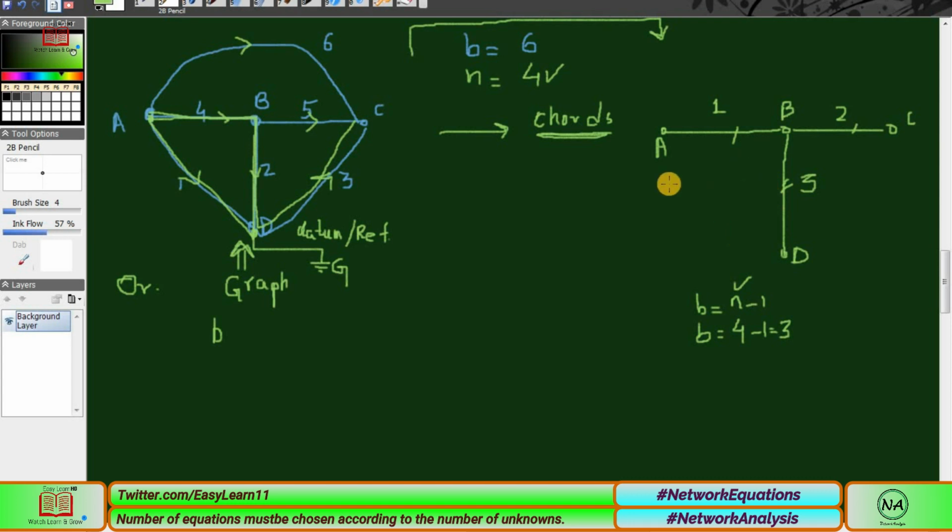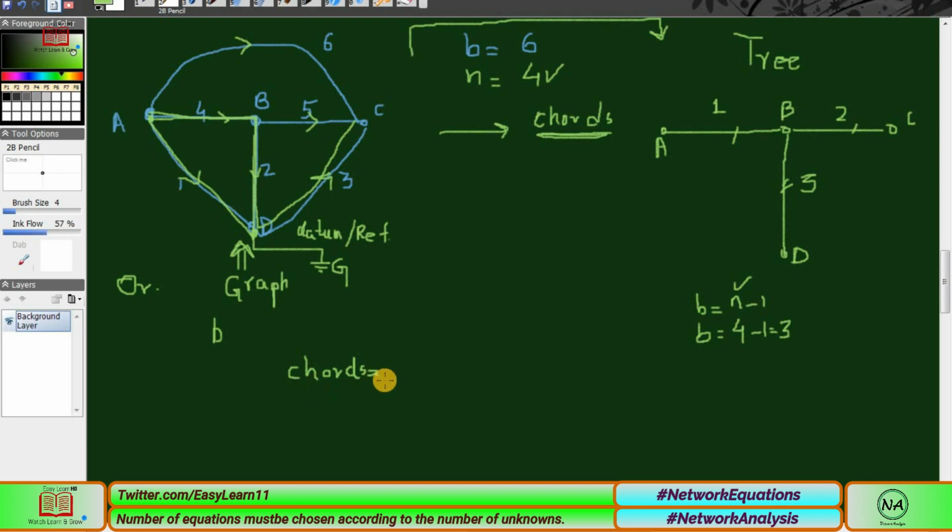And what is code? Codes is a specific word that we use here and it is important in today's lecture also. Codes are the branches of the graph minus the branches of the tree. This is our tree.